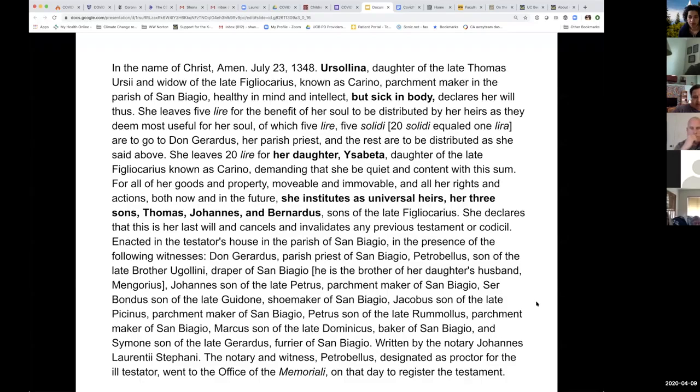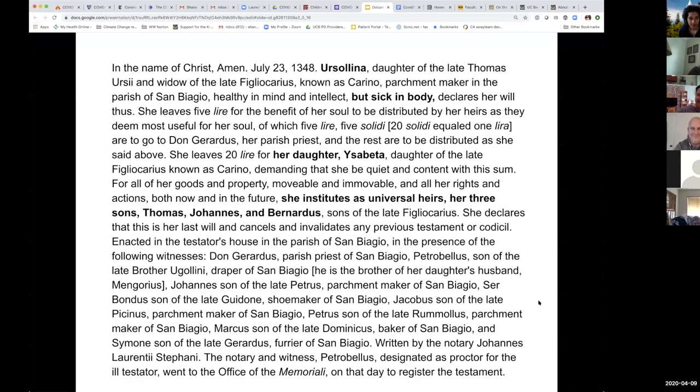She leaves 5 lire for the benefit of her soul to be distributed by her heirs as they deem most useful for her soul, of which 5 lire, 5 solidi are to go to Don Gerardus, her parish priest, and the rest are to be distributed as she said above. She leaves 20 lire for her daughter Isabetta, daughter of the late Philocarius, known as Carino, demanding that she be quiet and content with this sum.